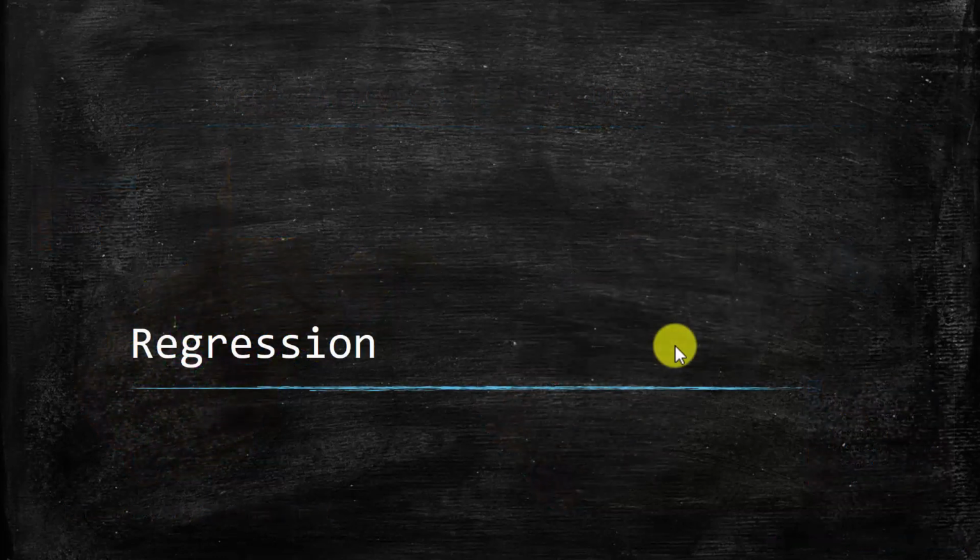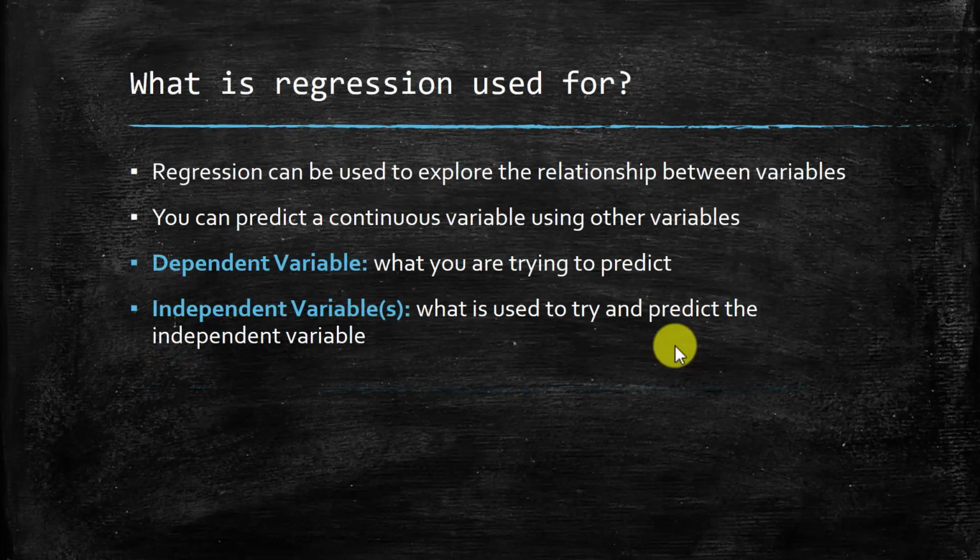Okay, so the last section of this lecture, we're going to talk very broadly about regression and how we can use regression techniques in a geographic context and to, say, predict a variable using other variables. Okay, so what is regression used for?